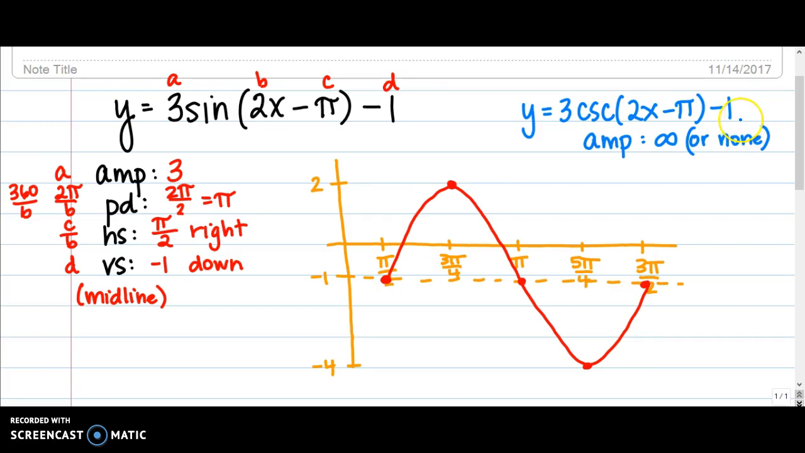Okay, so to change our sine graph into a cosecant, we need to create asymptotes. Anywhere the sine hit that midline, we're going to have an asymptote. So I have an asymptote at π/2, at π, and at 3π/2. That maximum point is going to stay and flip up. That minimum point is going to stay and flip down. And that's all I would need to do to my sine to turn it into the reciprocal, cosecant.